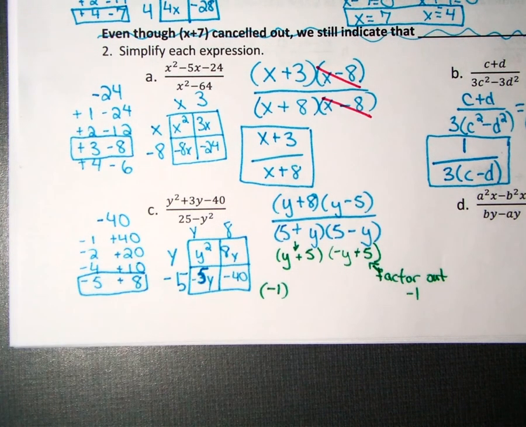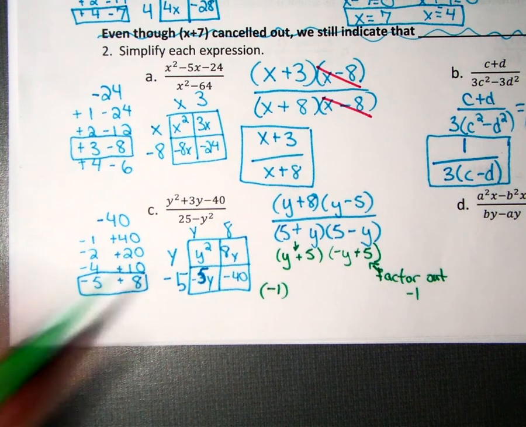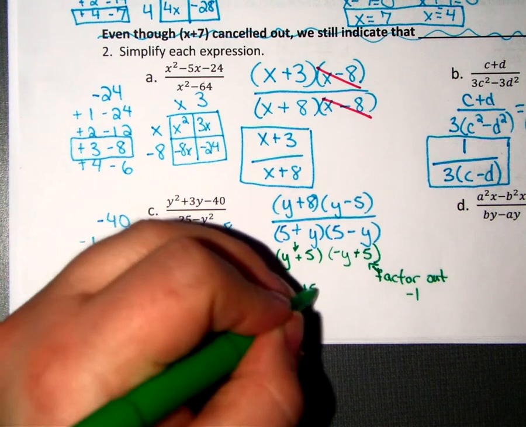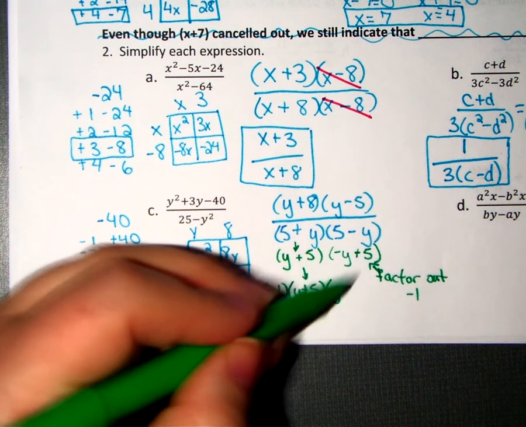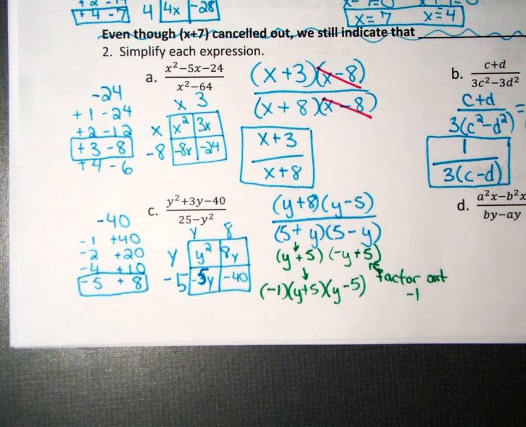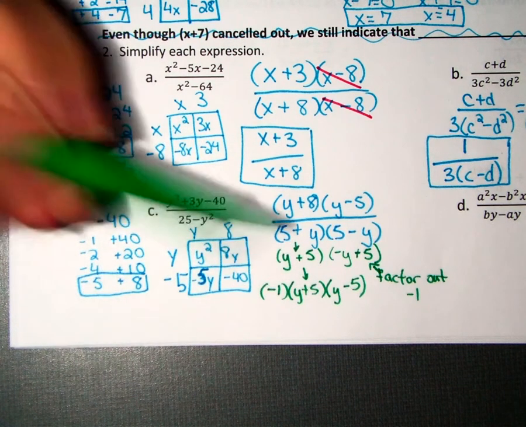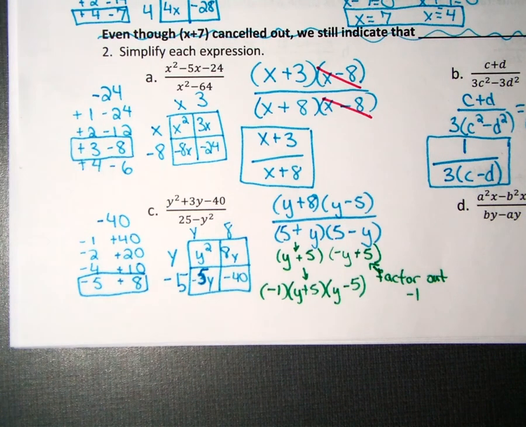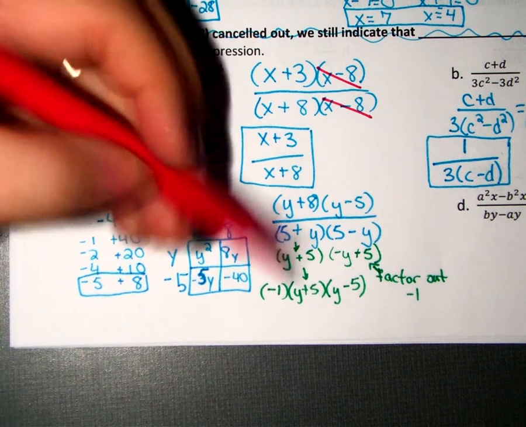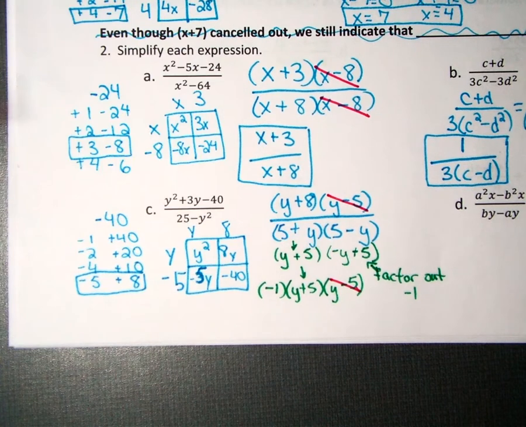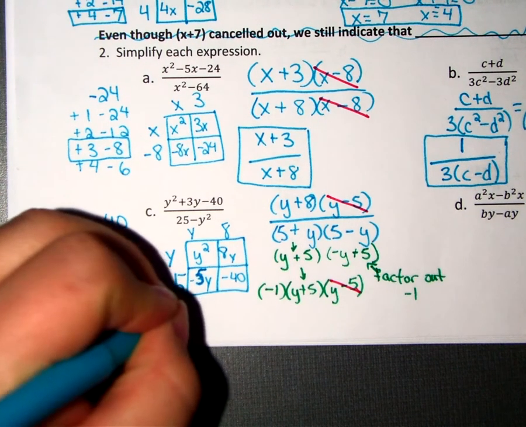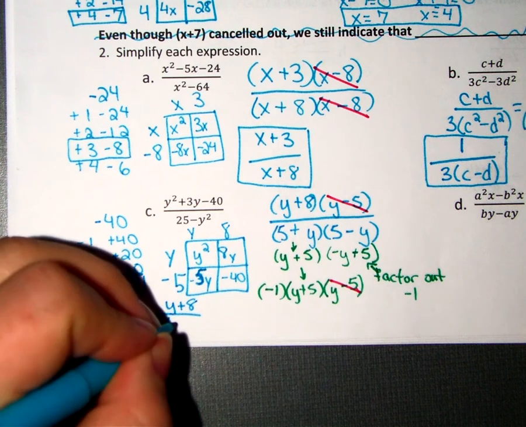And I like to put it all the way in the front, just because I think it looks kind of silly in the middle. Here's our y plus 5. And when I factor out that negative 1 here, that becomes a positive y, and that becomes a negative 5. Now, the reason why I can do this is because if I were to FOIL all of these back out, I would still get to what I started with. So the bottom of my expression is now negative 1 times y plus 5 times y minus 5. And I can see that the y minus 5s are the same, and they cancel out. So what I'm left with is y plus 8 over negative 1 times y plus 5.